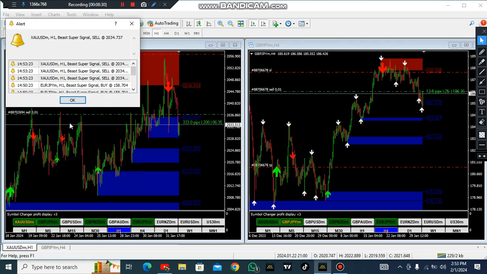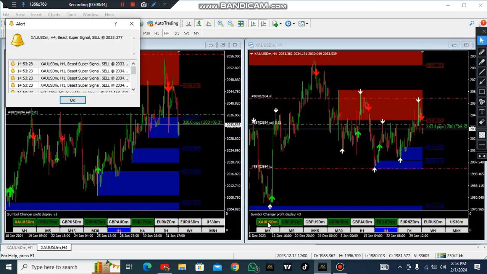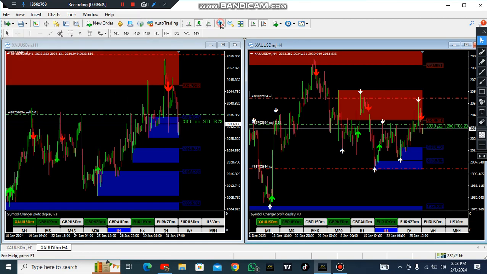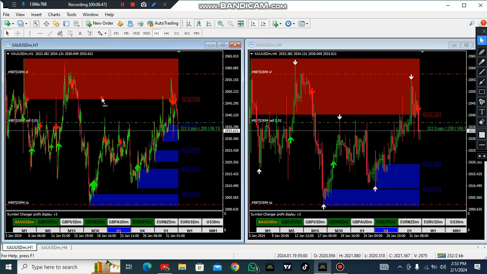Okay, gold, I took gold, right? I took gold, and I love gold a lot. GBP and gold, it's my go-to base. Can you see we are in H4 here? This is a beautiful sell on gold, guys. This is a beautiful sell on gold.